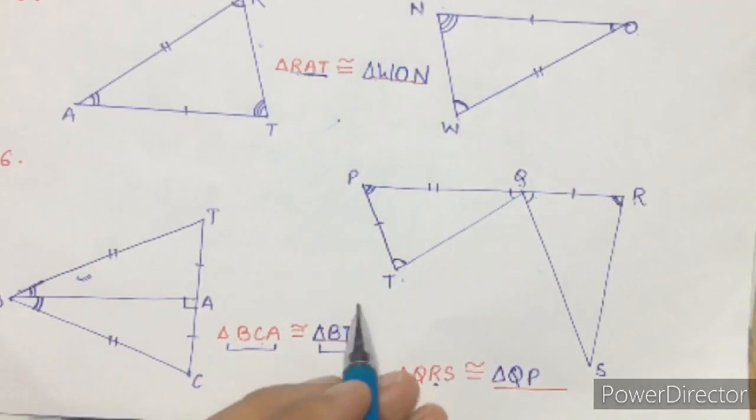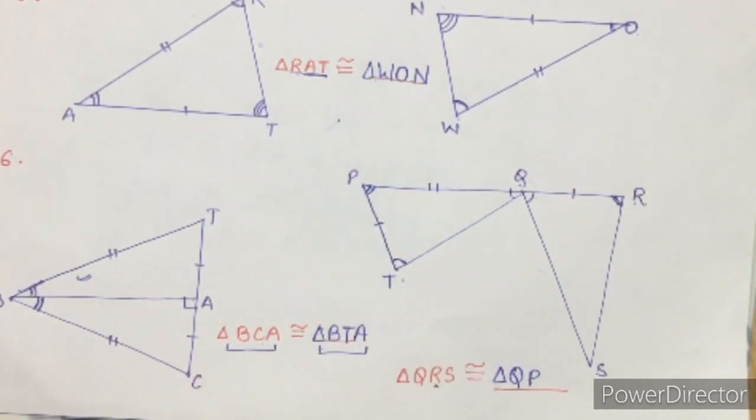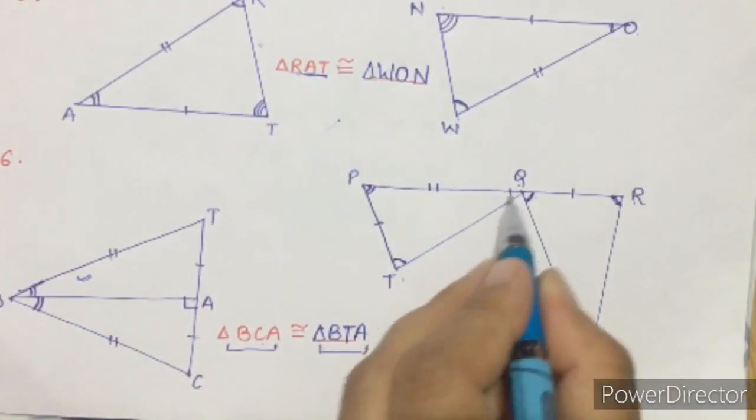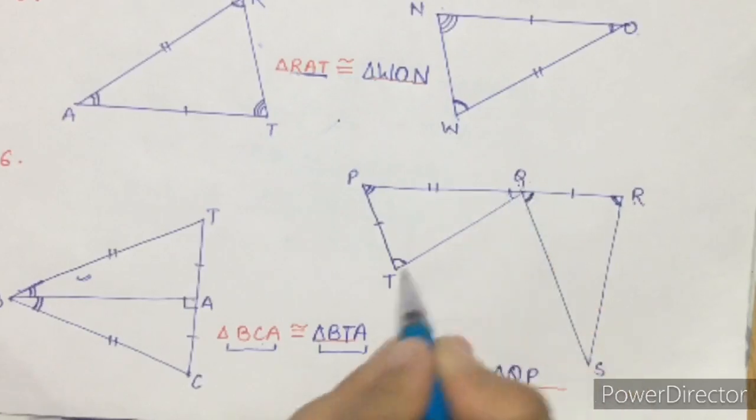Just hold on. If it is Q of this triangle, single letter, so Q of this side and T of this side.